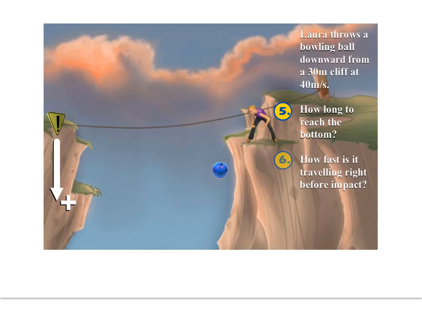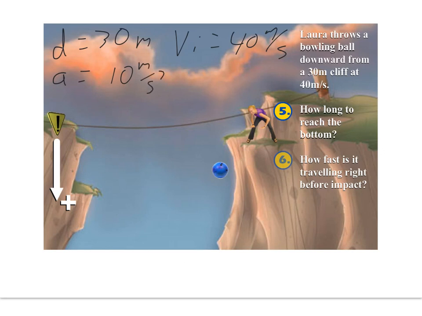Because we've chosen to make down our positive direction of motion, now our displacement is down, so we can leave that written as positive 30 meters. She throws the ball down with an initial velocity of 40 meters per second. And again, since down is our positive direction, we can just leave that written as positive 40. And as the ball moves downward, it also speeds up at a rate of 10 meters per second squared. Gravity is down, down's our positive direction. Everything in here is positive now. Hooray! Once again, we're asked to solve for the time, that's our unknown.